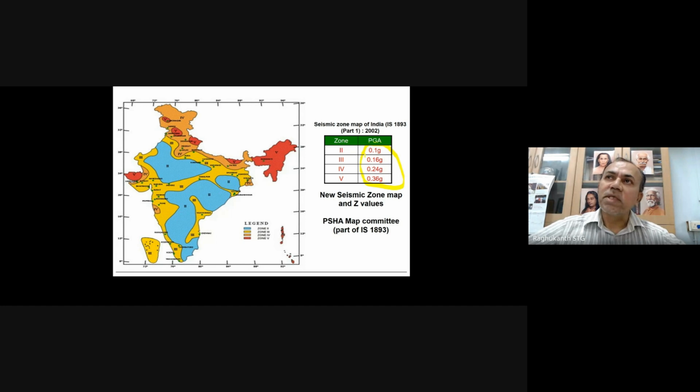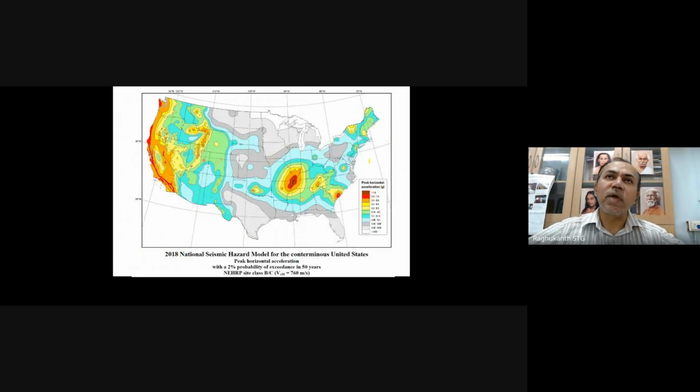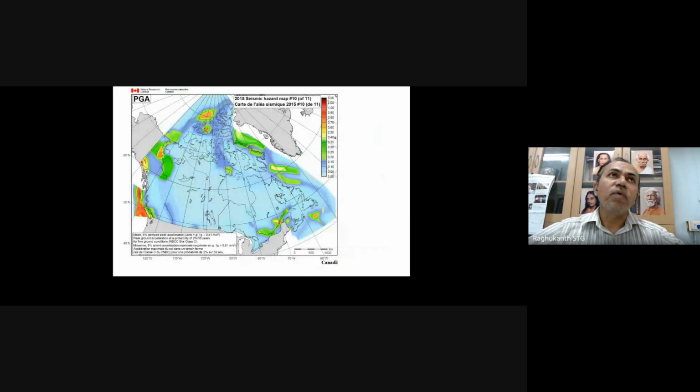Now, why am I saying that these values are on the lower side? If you look at other countries' maps, for example, this is the United States hazard map. Here you can see the peak acceleration; the maximum goes up to 1.6 g. Whereas in our IS code, the highest is 0.36 times Z. And this 1.6 g you will see mostly near the faults, where very high PGA values have been given. If you see the Canada zone maps, here they have even gone up to 3 g.